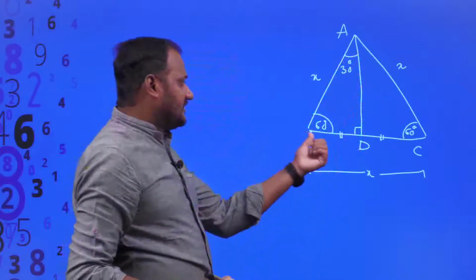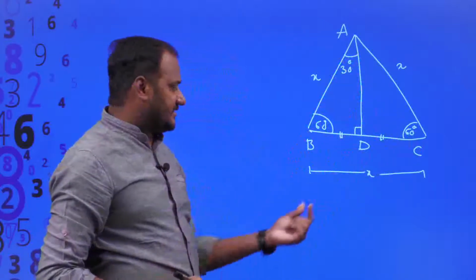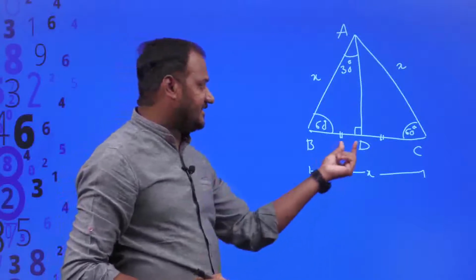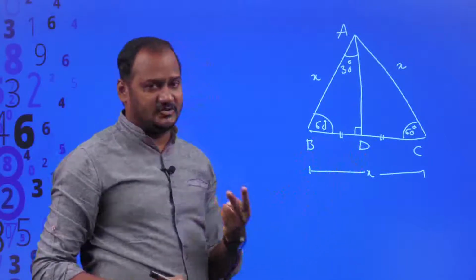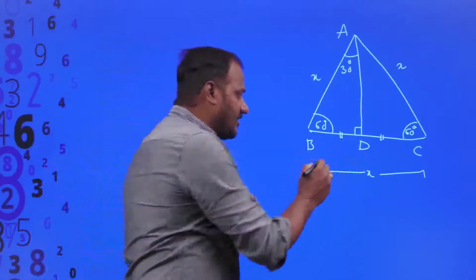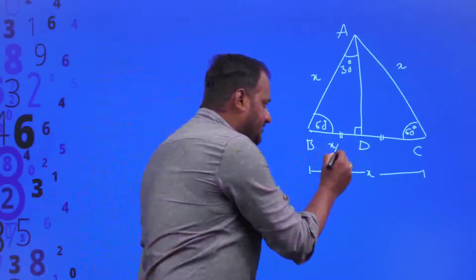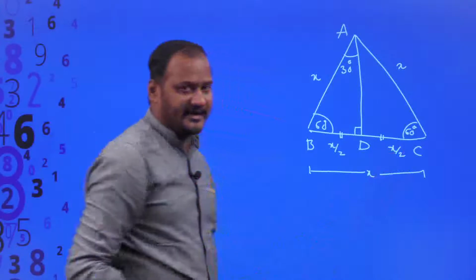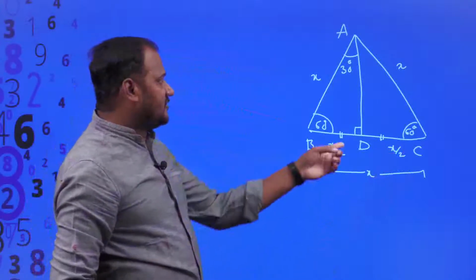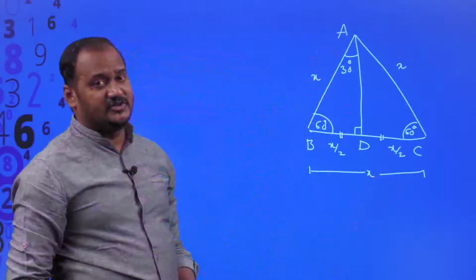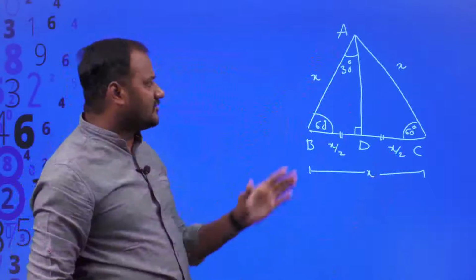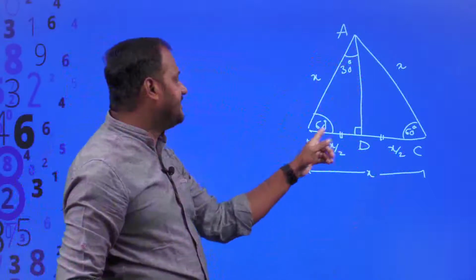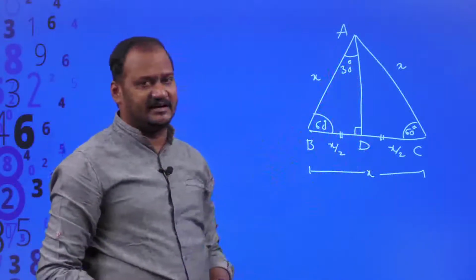And moreover, the total length of BC is equal to x, and D divides BC into 2 equal parts, so that obviously the length of BD is going to be x by 2 as well as DC is going to be x by 2. And moreover, we will have to find the altitude of that particular triangle, and what kind of triangles these ADB and ADC are.